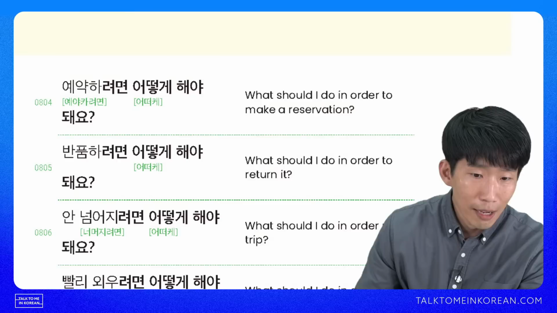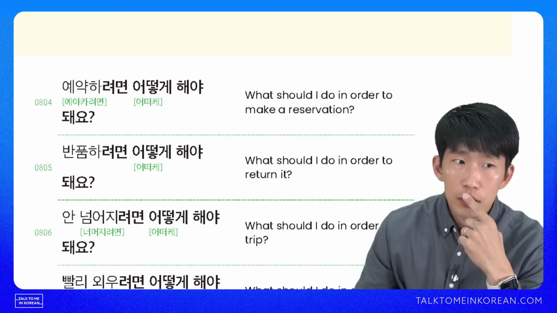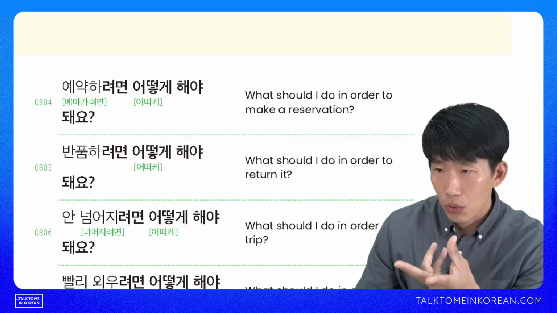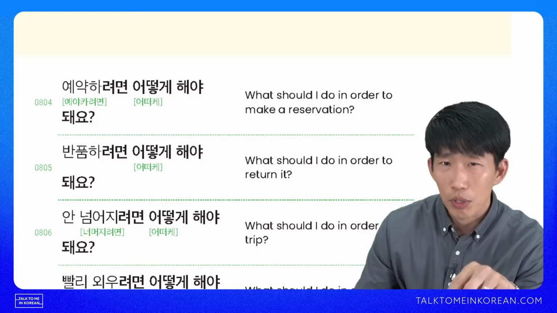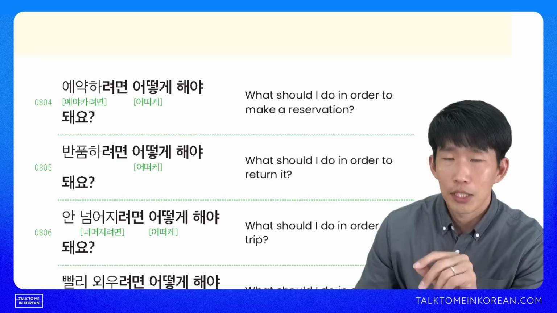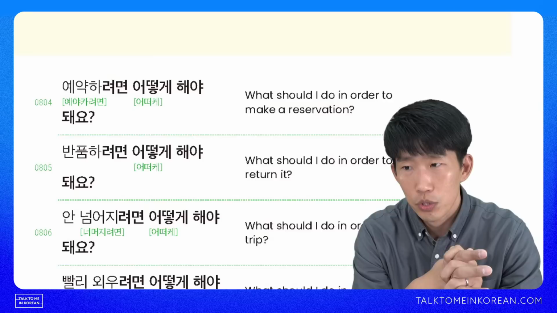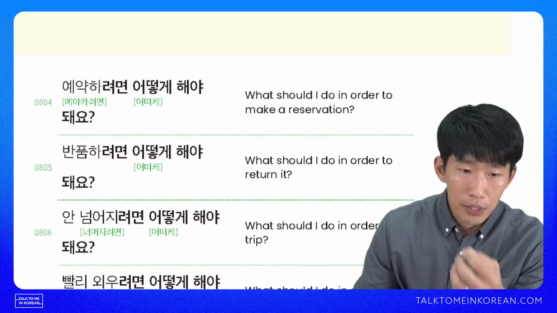예약하려면 어떻게 해야 돼요? And one way that you can train yourself to speak better is this repeated portion, the pattern portion, say it many, many times until you get really, really good at it. So 하려면, because there can be many verbs, you can say 하려면. So let's go with the 하다 verb. 하려면 어떻게 해야 돼요? Start with smaller chunks. 어떻게, 어떻게, 어떻게. 해야 돼요, 해야 돼요. What should I do? How should I do it? 어떻게 해야 돼요? 하려면 어떻게 해야 돼요? So, 예약하려면 어떻게 해야 돼요?